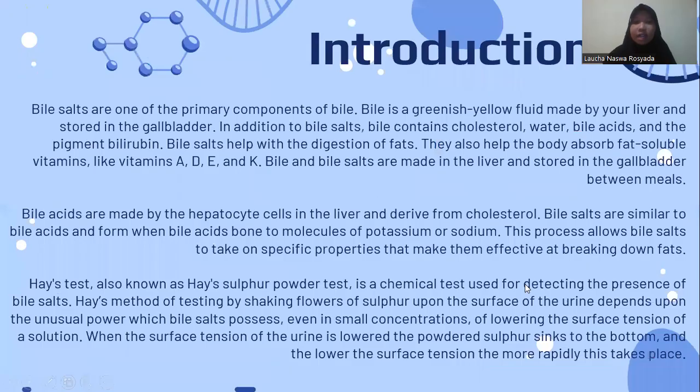Next, first I will explain to you about bile salts. In this introduction, bile salts are one of the primary components of bile. Bile is a greenish yellow fluid made by your liver and stored in the gallbladder. In addition to bile salts, bile contains cholesterol, water, bile acid, and the pigment bilirubin. Bile salts help with the digestion of fat. They also help the body absorb fat-soluble vitamins like vitamins A, D, E, and K. Bile and bile salts are made in the liver and stored in the gallbladder between meals.